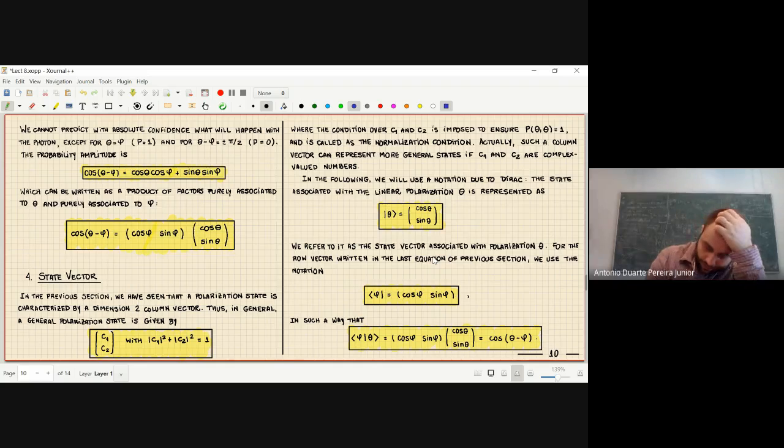Now, as I said, this is the state vector associated with polarization theta. And you see that this state vector appeared here, okay? So now I want to define a state vector that corresponds to this row vector. But this is a column vector, and this is a row vector. So I have to be careful because these are different objects.